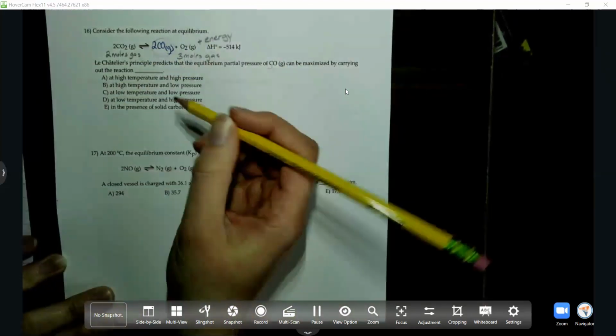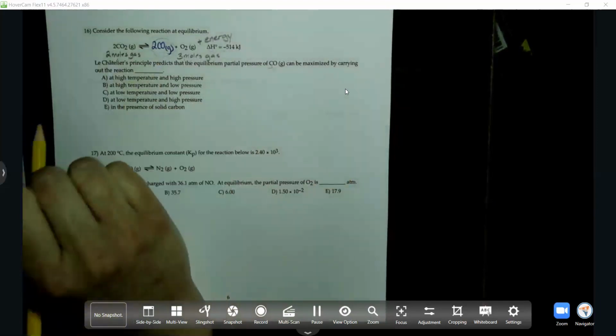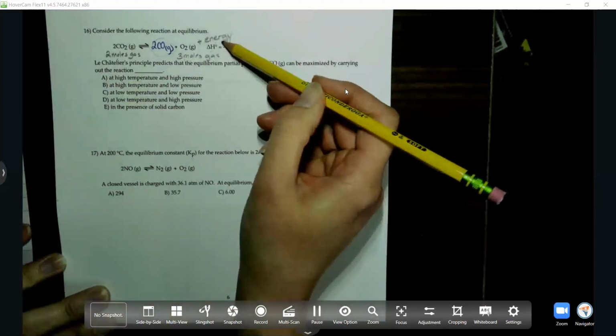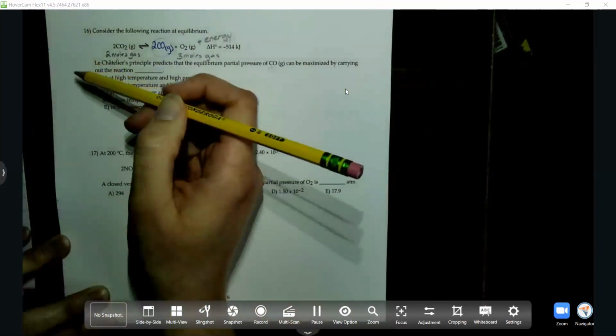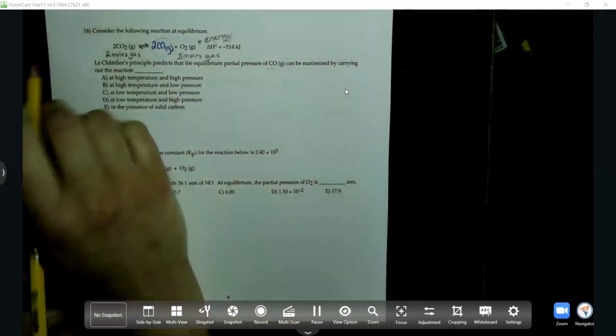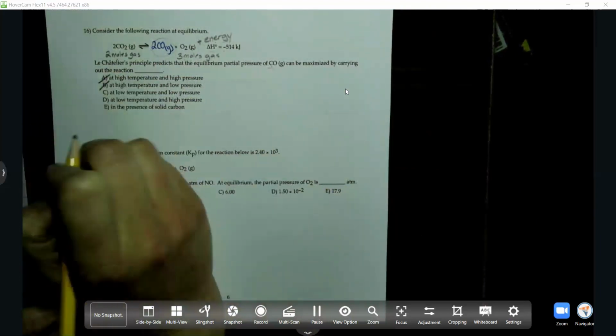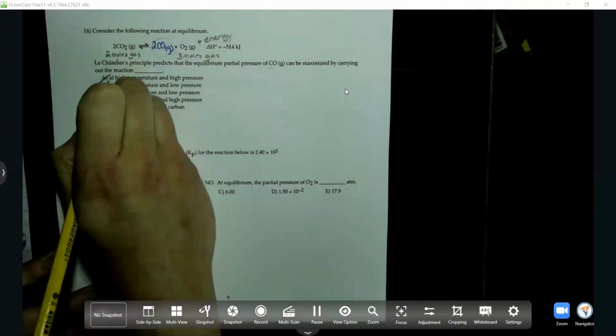In order to do that, you're going to want low pressure because this side has the higher number of moles of gas. So we want lower pressure so it's not tending to go back to the starting material. And we also want low heat, because if it's hotter, it's going to shift away from the energy as the product and form reactants rather than products. So we want low temperature and low pressure. High temperatures are no. Our answer is C, low temperature, low pressure.